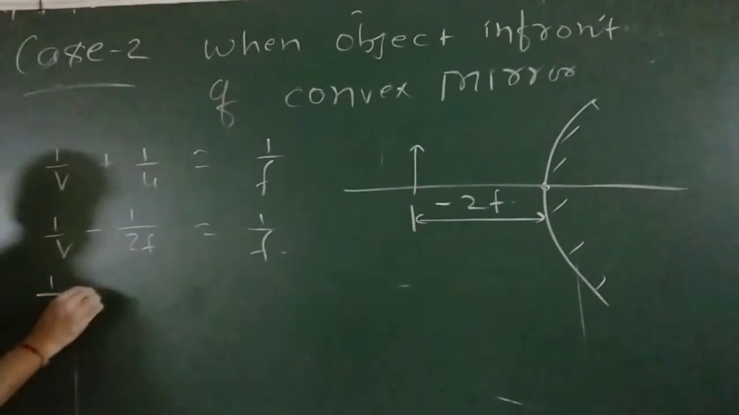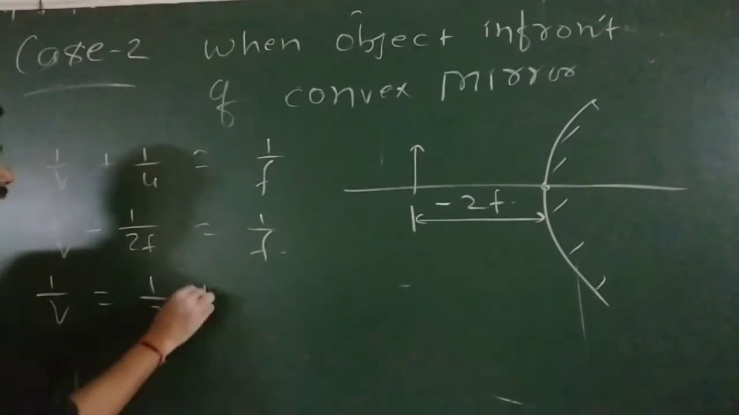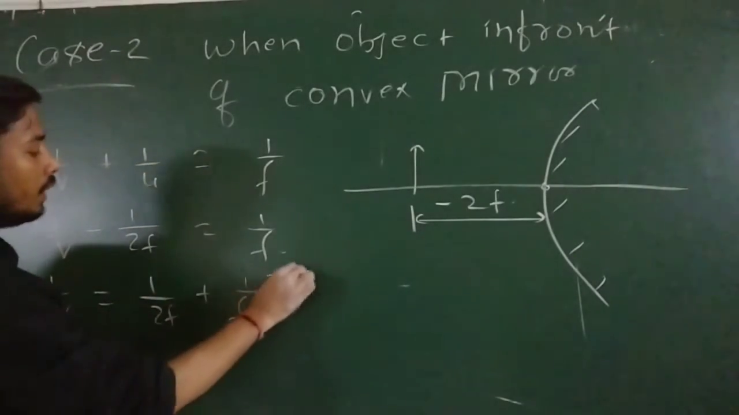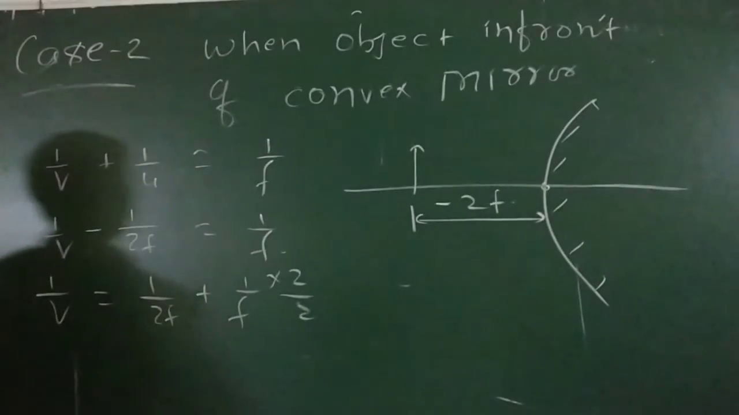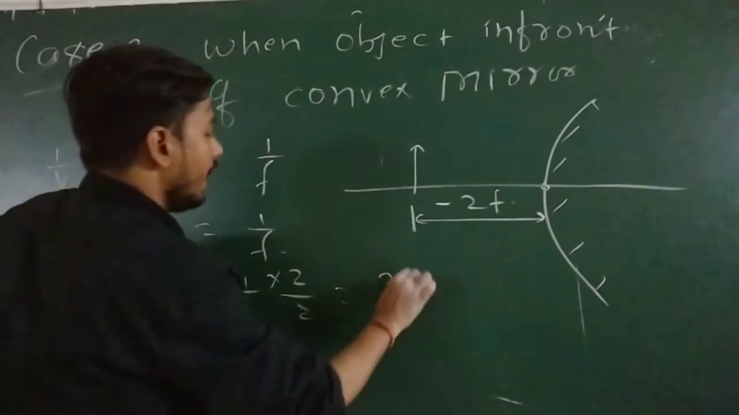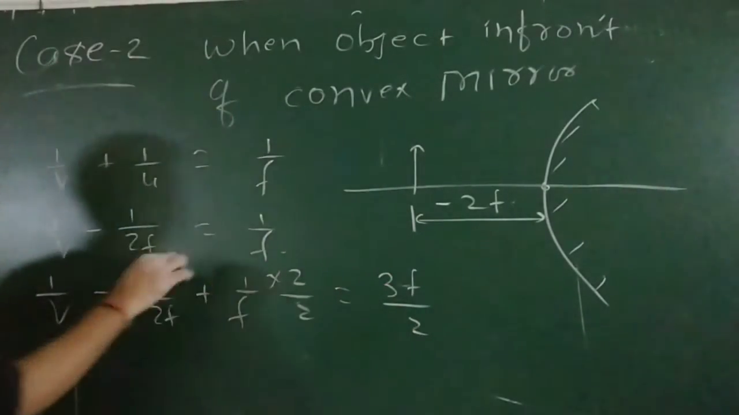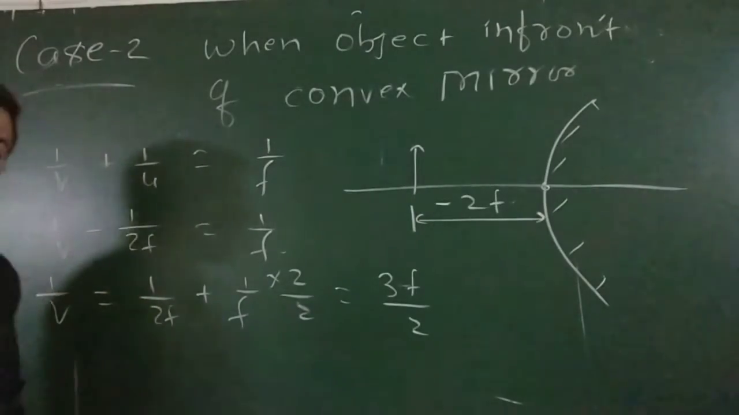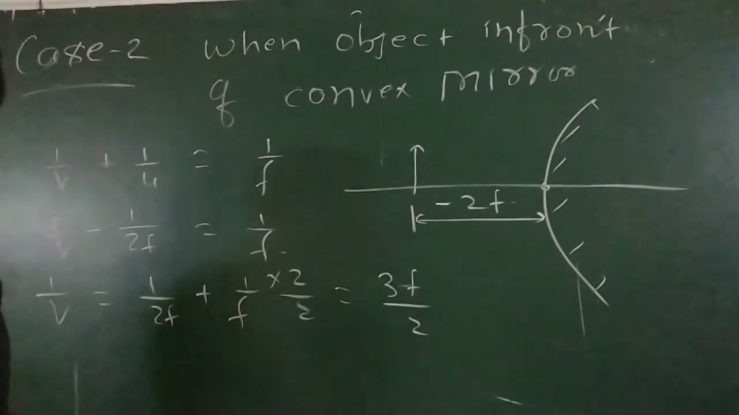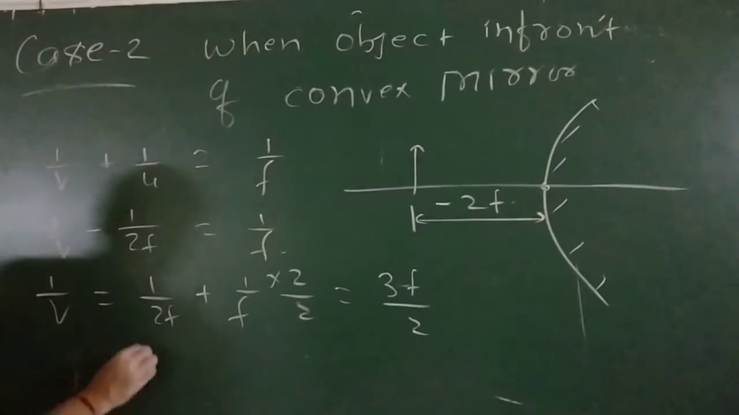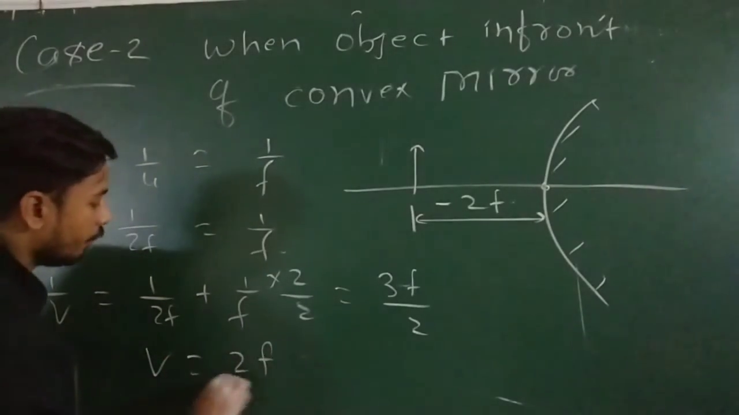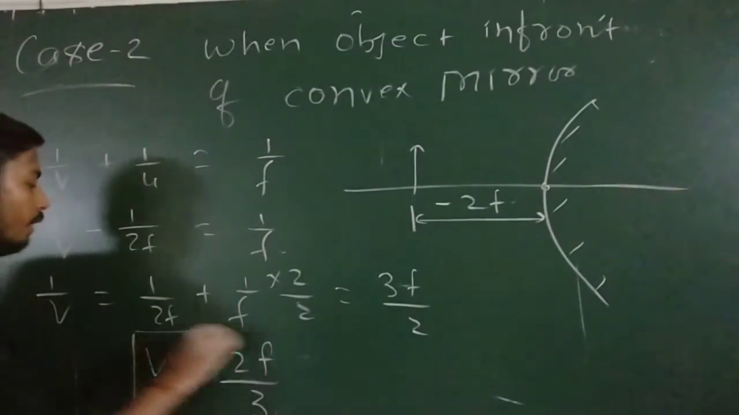So 1 by v becomes, my dear, 1 by 2f plus 1 by f. Multiply with 2, divide with 2. So this becomes 3f by 2. Yes or no? So v is coming 2f by 3.